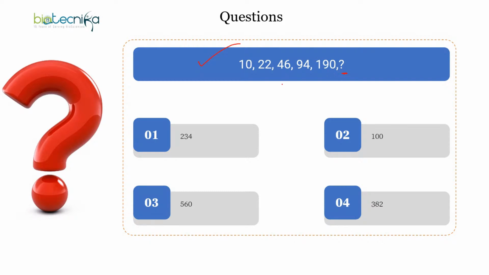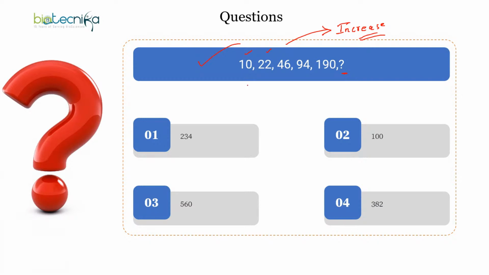Okay. So, what kind of series is going on over here? First of all, we can see 10 then 22. After 10, 22 is coming, that means this is an increase case. Now I have understood that this is an increase case. Now how to find out the pattern?